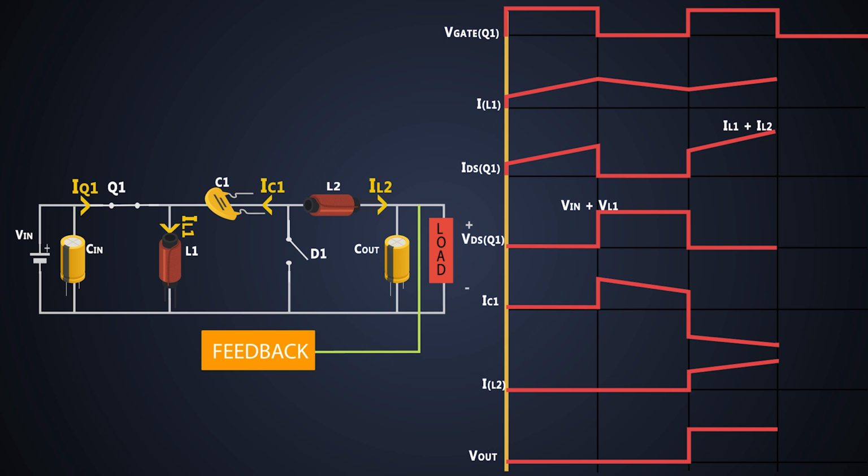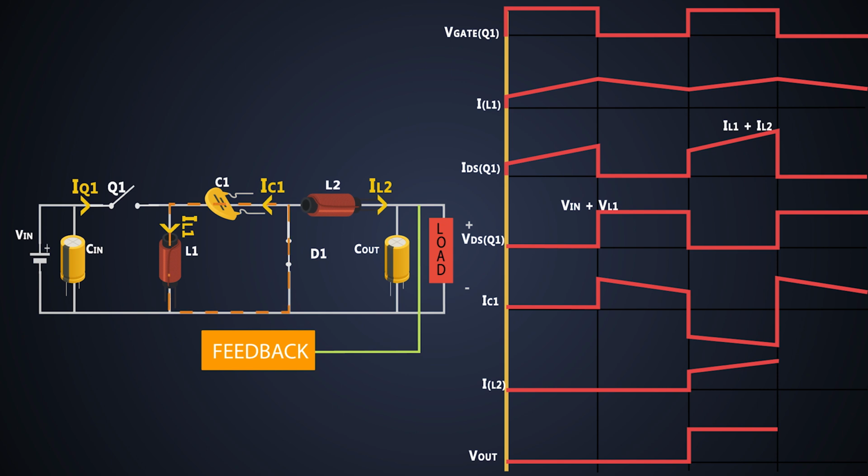Now the MOSFET has turned off again. The current of the inductor starts decreasing. The capacitor starts charging. There is no current flowing through the MOSFET. The voltage across the MOSFET will be equal to the input voltage plus the flyback voltage of the inductor L1. The diode turns on. The capacitor current is equal to the inductor current. So, this part of the circuit behaves just like the second cycle.